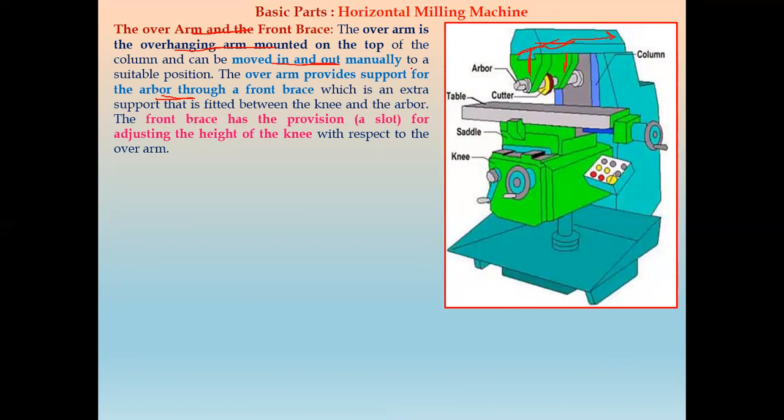So the overarm provides support to the arbor through the front brace, which is extra support fitted between the knee and arbor. The front brace has a provision, or a slot, for adjusting the height of the knee. By using this front brace, we can adjust the height of the knee with respect to the overarm. So by using this front brace, the distance between the arbor and the knee can be maintained.